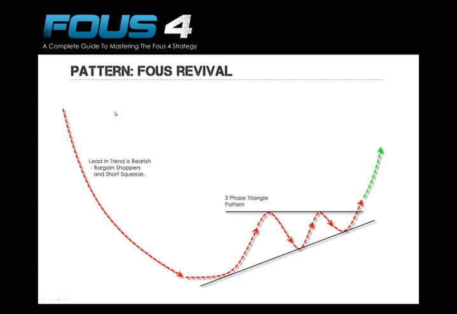Next up is the FUS revival. The lead-in trend is bearish, so the stock has pretty negative sentiment about it. There's a reason why this stock has been selling off, and it's at a low point. But what goes down eventually does sometimes come up, and an indication of that is when it forms kind of a bottom, and then you see a three-phase triangle formation formed, giving you a neckline resistance area, forming a buy signal for you to buy into.